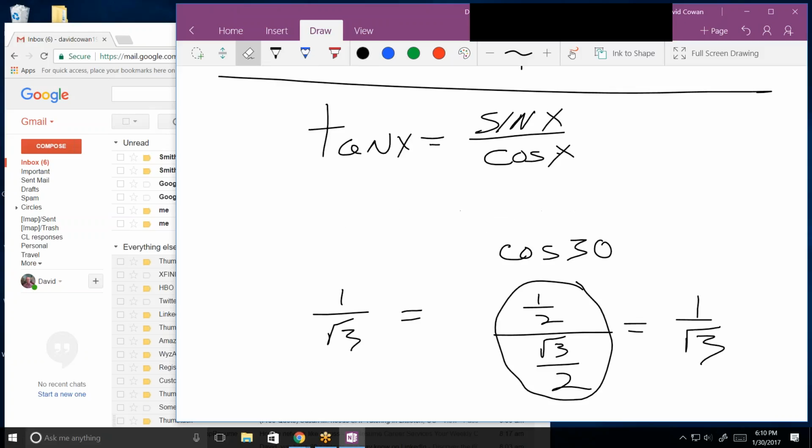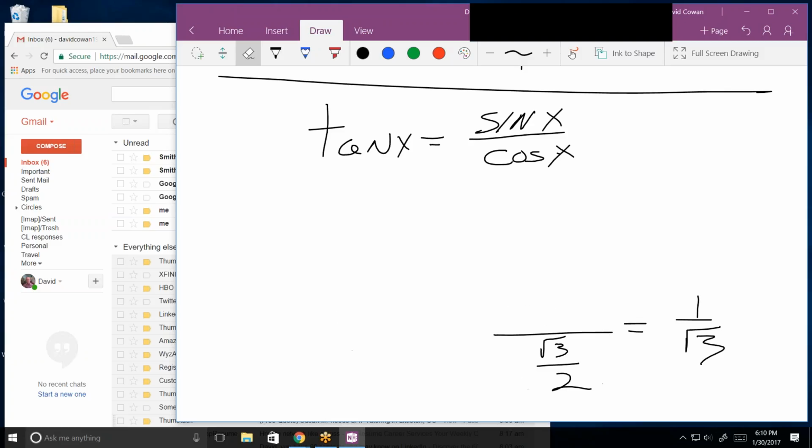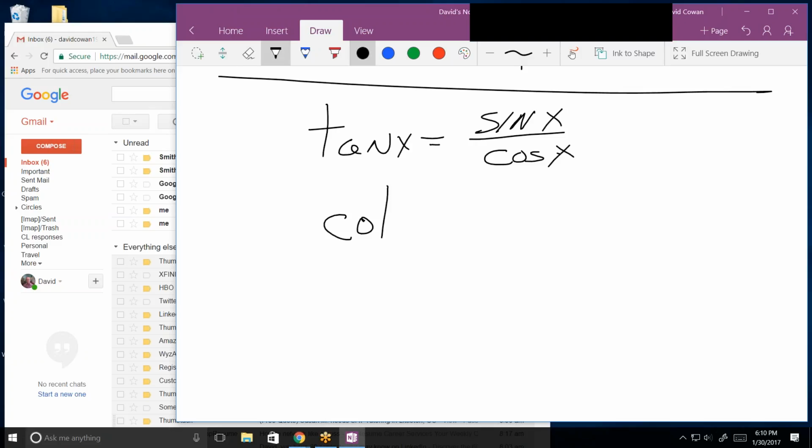Okay, so there are 2 quotient identities that you need to memorize. This is one of them. The other one, I'm not sure you need to memorize that. You can figure that out. What has that got to be? Cosine x over sine x.